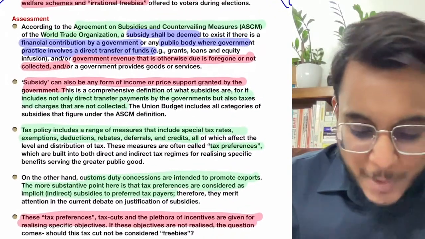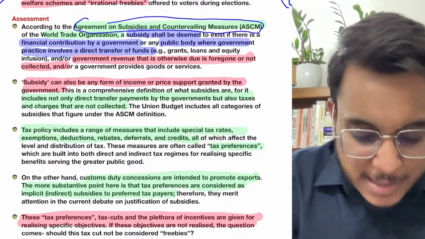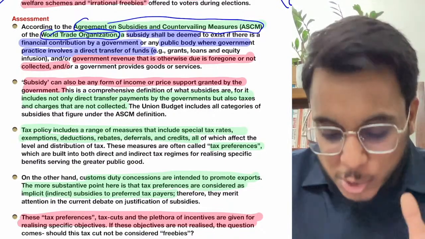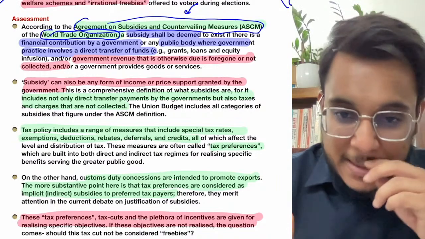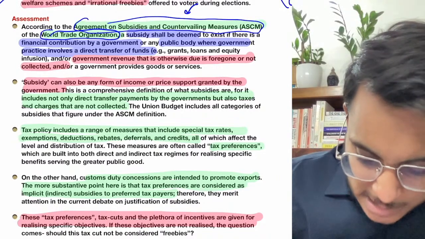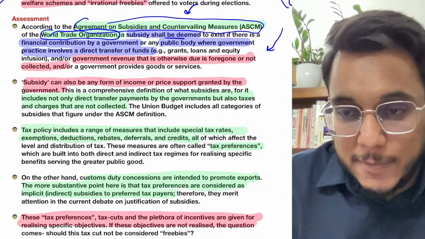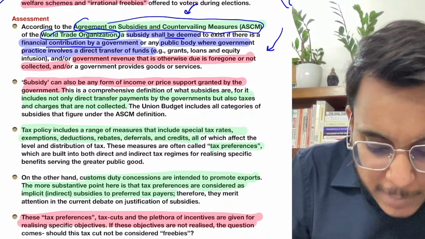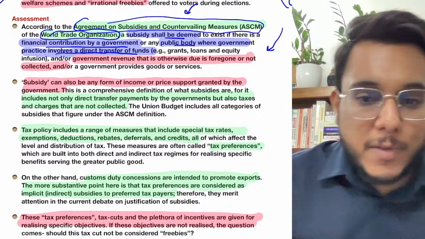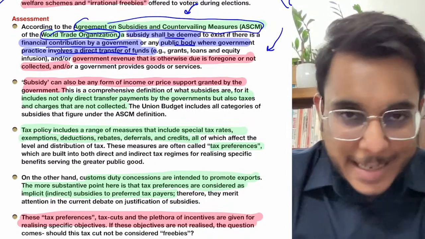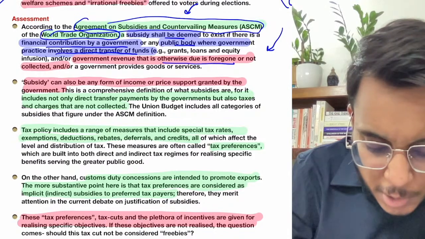Now guys, according to the Agreement on Subsidies and Countervailing Measures, ASCM, which is an agreement under the World Trade Organization, WTO, the definition of subsidy has been given. Let's listen very carefully to this definition. A subsidy is any financial contribution by a government or public body, where the government involves a direct transfer of funds, meaning the government directly gave you some fund, or otherwise government revenue is foregone or not collected.